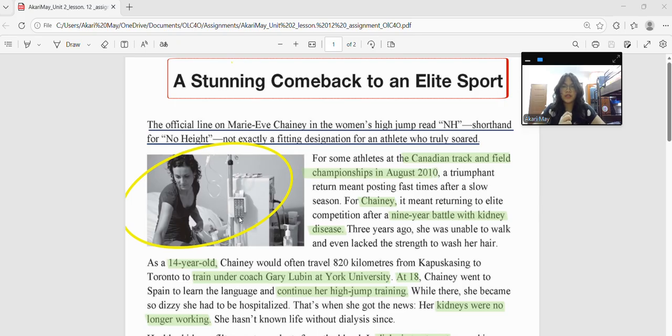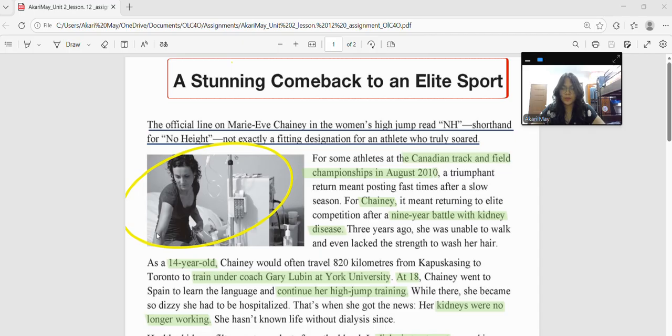So from this task, we can see that there is a big title that I have highlighted in the red rectangle, a student comes back to an elite sport. And then there is no subtitle here, but if there's a subtitle or subheading, we can know a little bit more about what the test is going to be about.